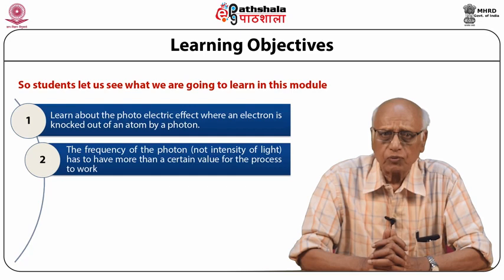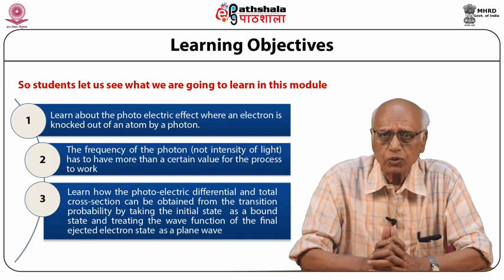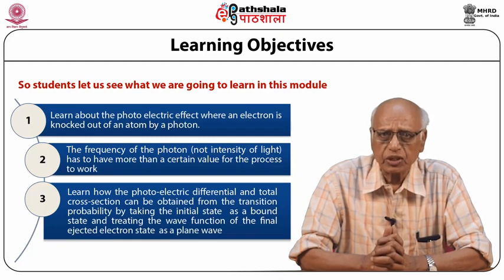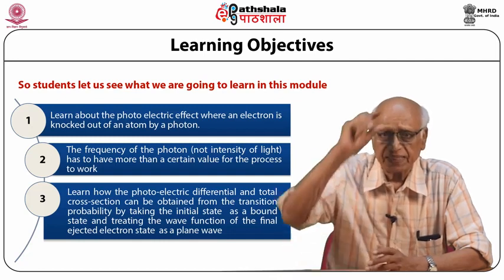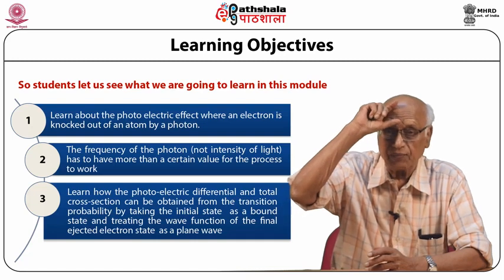The frequency of the photon, not the intensity of light, has to have more than a certain value for the process to work. Learn how the photoelectric differential and total cross sections can be obtained from the transition probability by taking the initial state of a bound state and treating the wave function of the final ejected electron state as a plane wave.